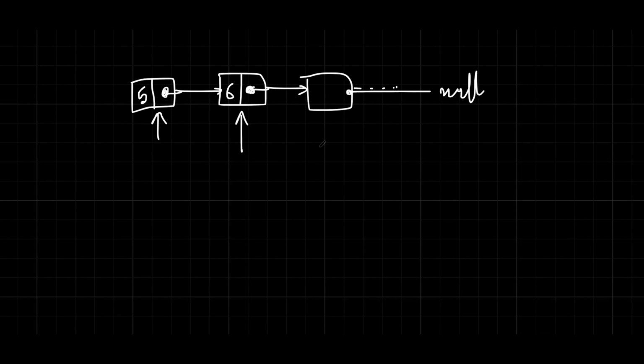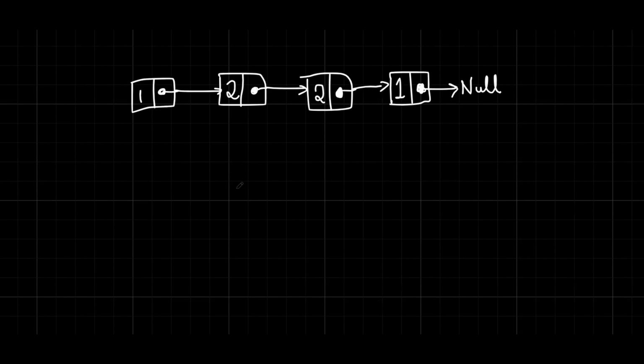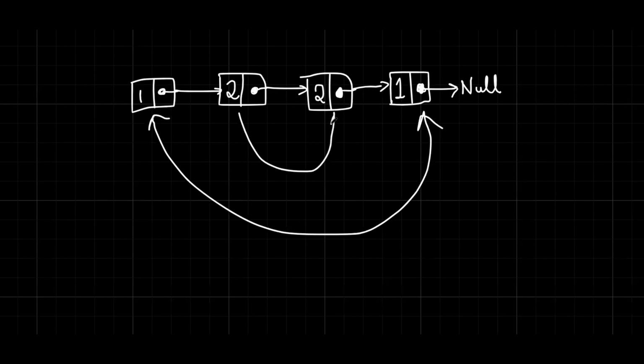Now let's move on to the actual solution of this problem. Now consider the first example. In the first example, there are 4 values in the linked list. The first node is 1, the second node is 2, the third node is 2, and the final node is 1. So we can say that this is a palindrome because the value in the first node is equal to the value in the last node, and the value in the second node is equal to the value in the third node. As the corresponding values are equal, this linked list is a palindrome.